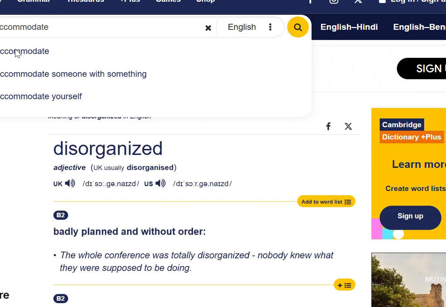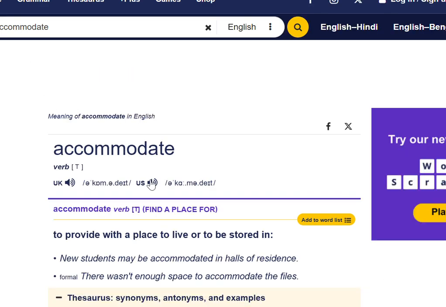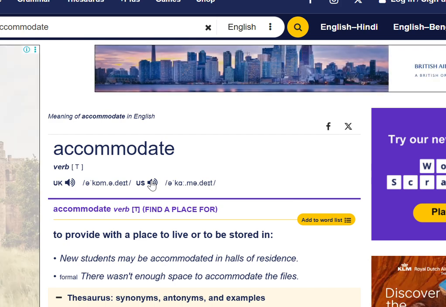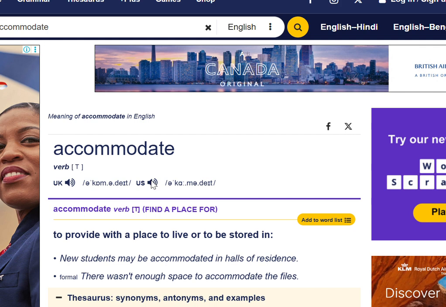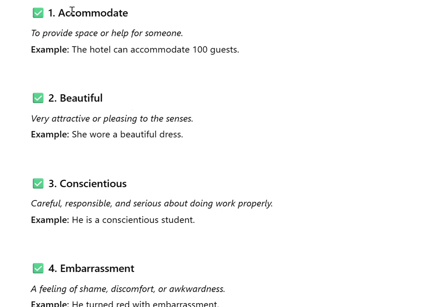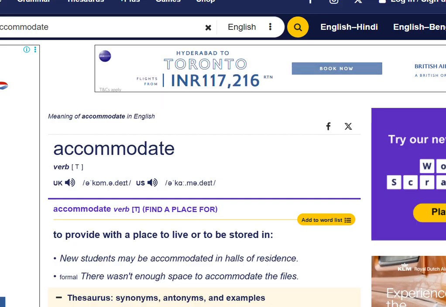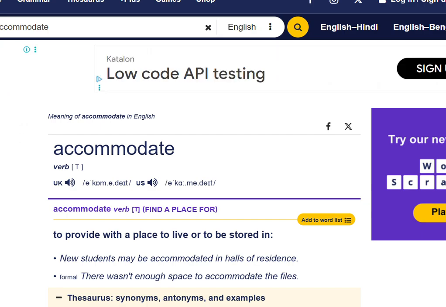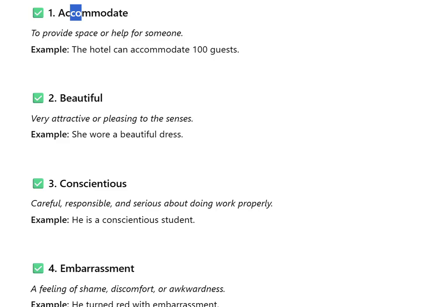And also, you need to focus on the pronunciation. Accommodate. The stress is on the second syllable, which is ka. Accommodate. Please practice with me. Accommodate. So the stress is on the second syllable, which is ka. Okay? Good job. And the next word is beautiful.